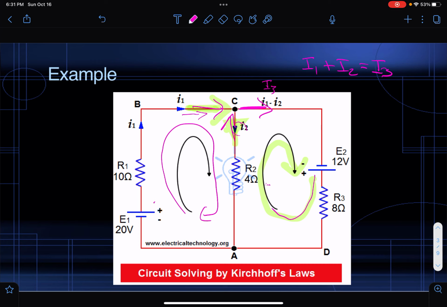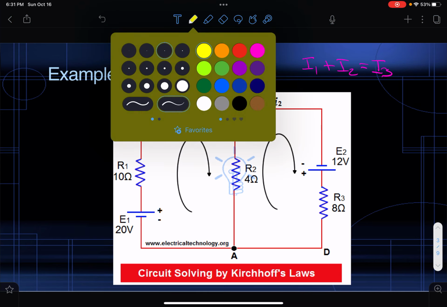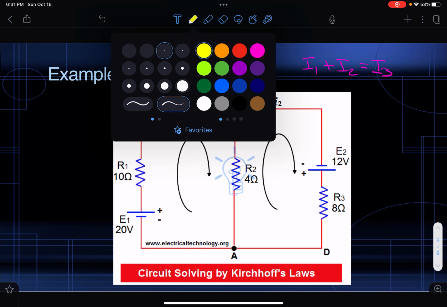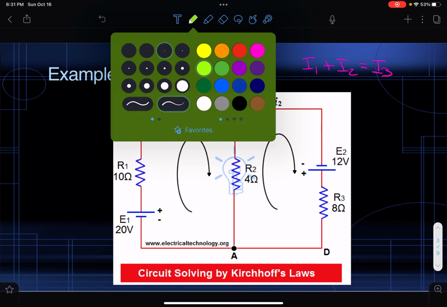Okay, so let me erase all of this. Let's take a look at our voltages. I'll do this in a different color here. Actually, that's not a good color. Here we go. Sorry, indecisive.